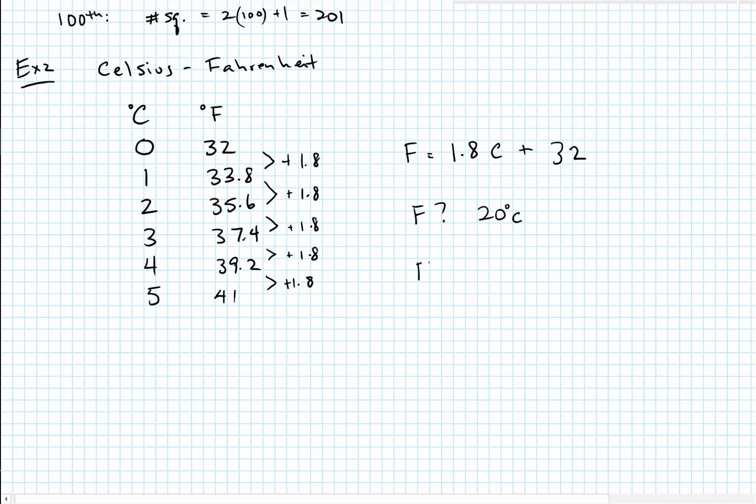And all we have to do is plug the appropriate numbers in. So 1.8 times 20 plus 32. And 1.8 times 20 is 36. 36 plus 32 is 68. So the temperature in degrees Fahrenheit is 68 degrees, and that's equivalent to 20 degrees Celsius.